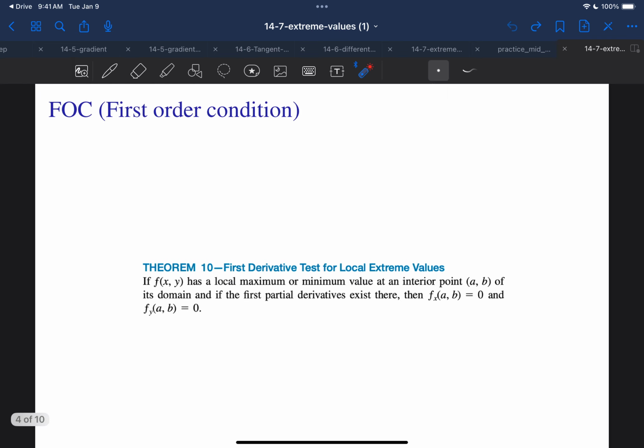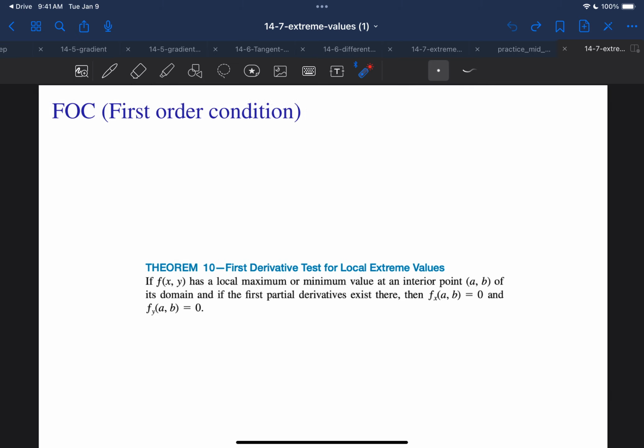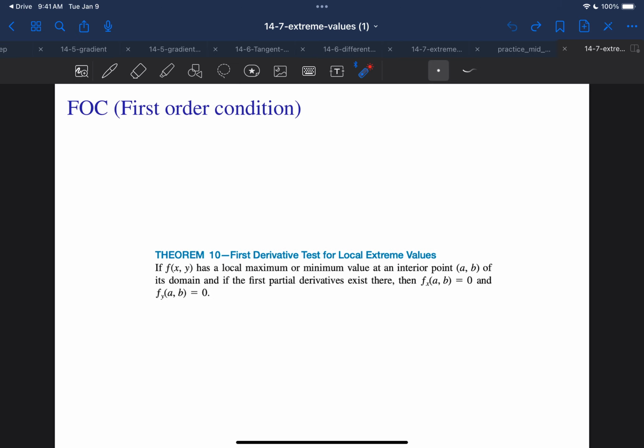All right, our question is, given a function, how to find local maximum and minimums. First, we introduce the first order condition, FOC. It says, given a function of x, y, if (a, b) is an interior point which corresponds to either a local maximum or minimum, and the first partial derivatives exist at that point, then its partial derivative with respect to x and with respect to y must be 0. So this is a necessary condition.